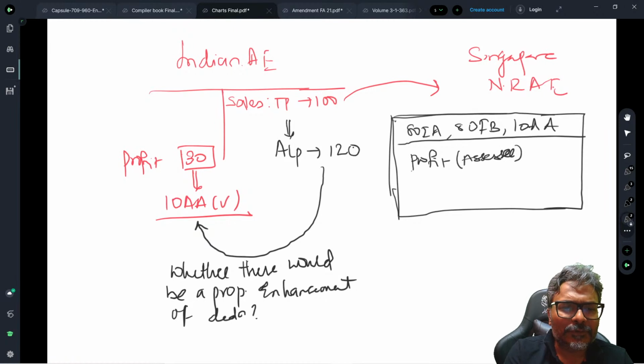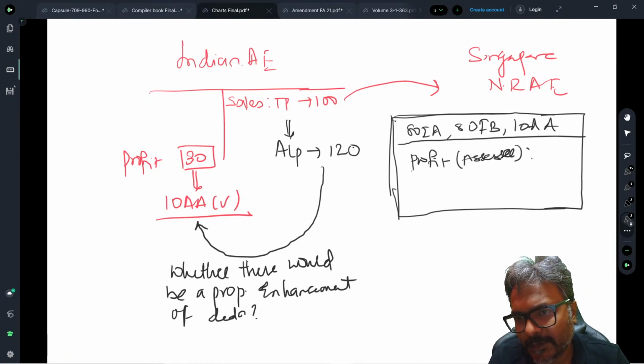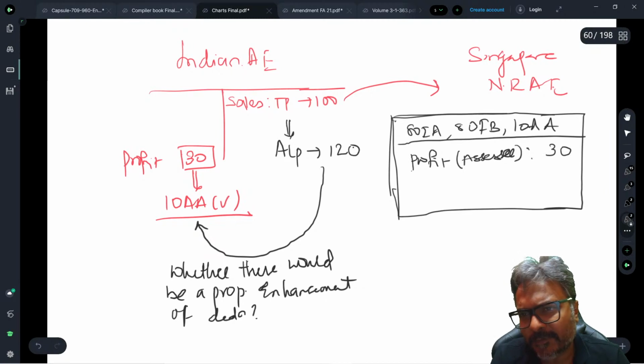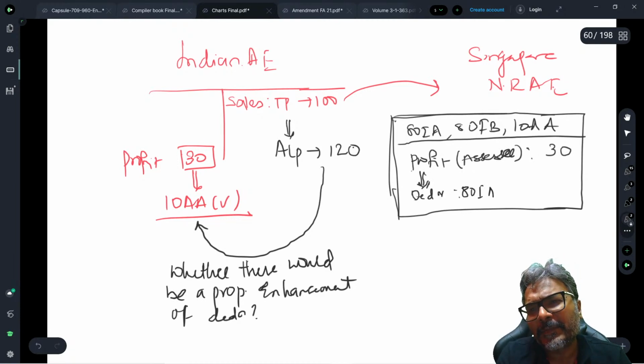I will give you this note. The profit, students, which has been there in this case is say rupees 30. SSC has declared a profit of 30, and on this profit primarily what has happened is that the deduction he has claimed of say 80-IA or say 10AA, whatever it be. So he has claimed the deduction on this profit.